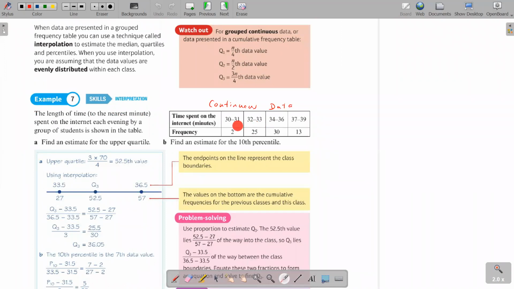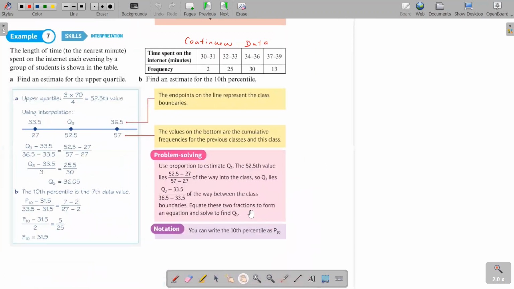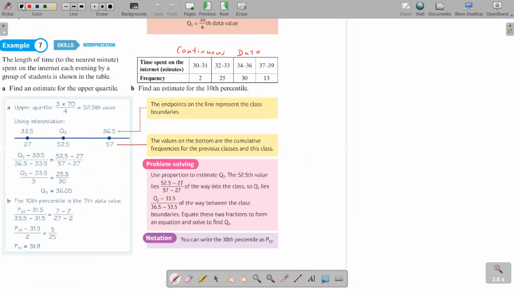In continuous data, you need to realize there should not be gaps. There should not be gaps. You can see here there is a clear gap between these two values. So what's the first thing you should do? The first thing in these kinds of sums is that we must have the corrected boundaries.